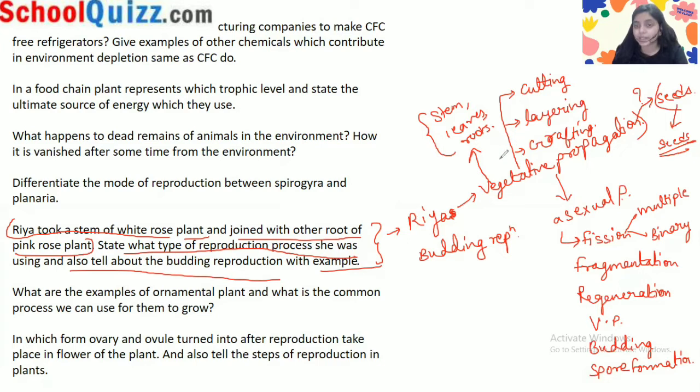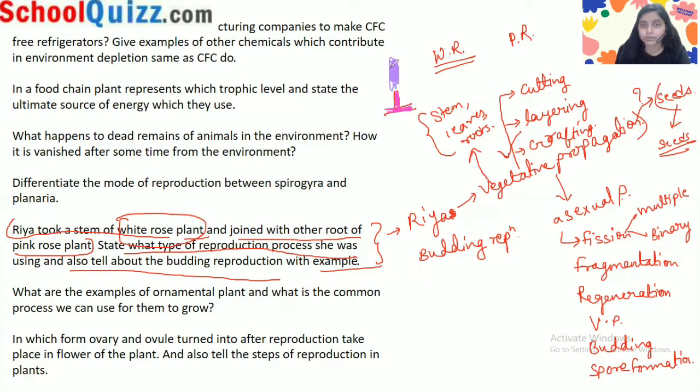So what is Rhea using? Rhea is using the grafting process. What is the grafting process? See, we take a stem of a plant. Rhea is using the stem of the white rose plant, and it is joined with the roots of the pink rose plant. Suppose this is the root of the pink rose plant, and suppose this is the white rose plant.